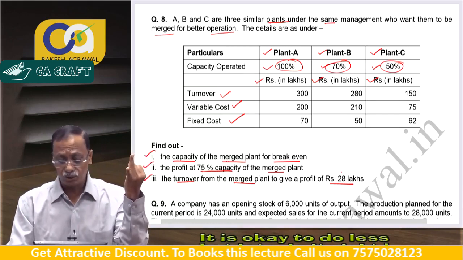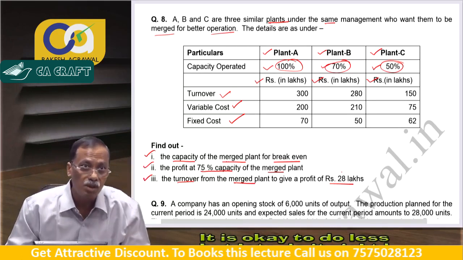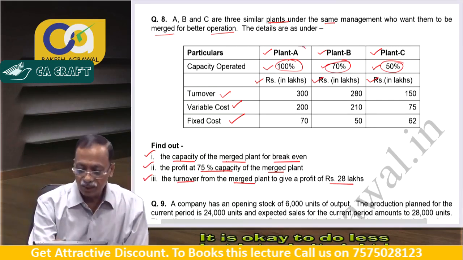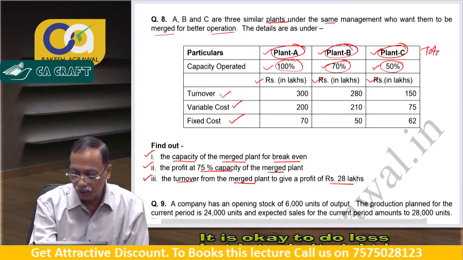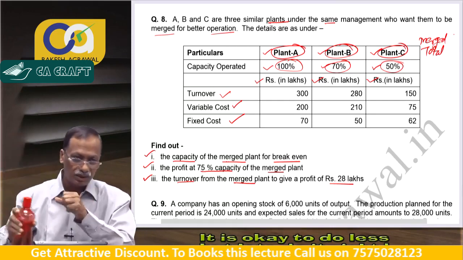First answer is asked in capacity, that is percentage. Second answer is calculation of profit. Third answer is calculation of turnover. But all three answers are required for a merged plant. It means first we have to merge the data. I have to merge the data of plant 1, 2 and 3 and calculate this total or merged data. Just think over a little how to merge the data.